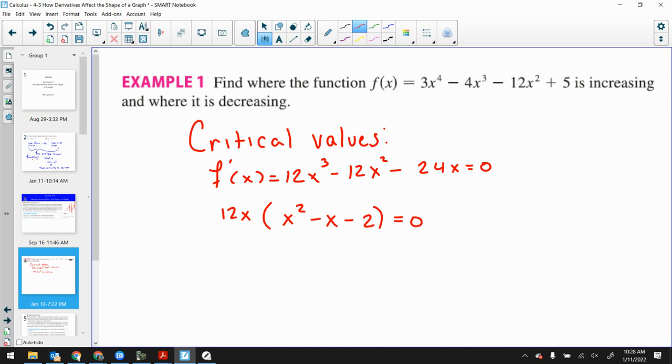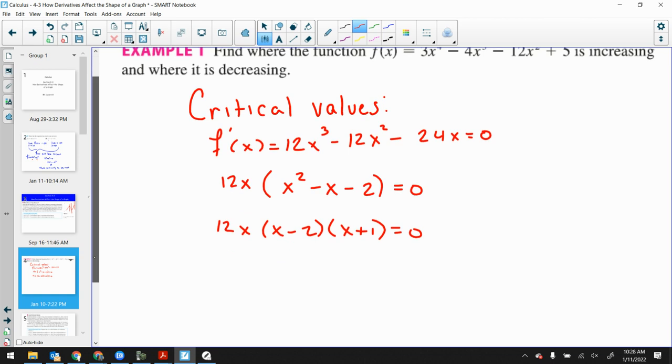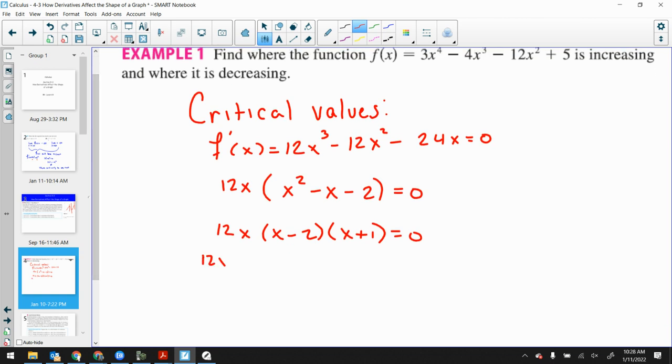Which factors? Factors of negative 2 that add to get to negative 1 are negative 2 and positive 1. So 12x times (x minus 2) times (x plus 1). So the critical values to this function are 12x equals 0, x minus 2 equals 0, x plus 1 equals 0. I don't know why I wrote that, because it's just 0, 2, and negative 1. Those are all of the possibilities where there could be a turning point.